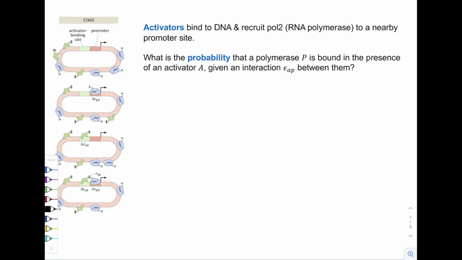Okay, so now we're going to talk about activators. Activators bind to DNA and they'll recruit RNA polymerase to a nearby promoter site. And the question that we want to ask is, what is the probability that a polymerase P is bound in the presence of an activator A, given an interaction epsilon AP between them?